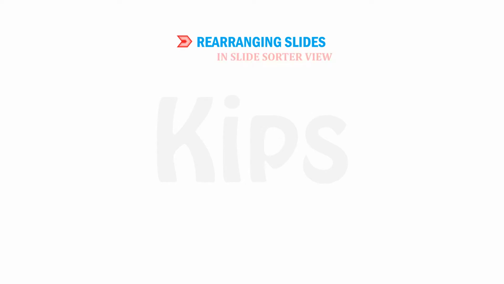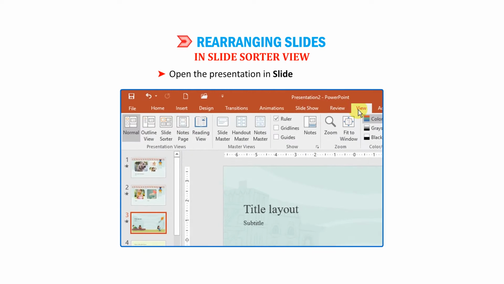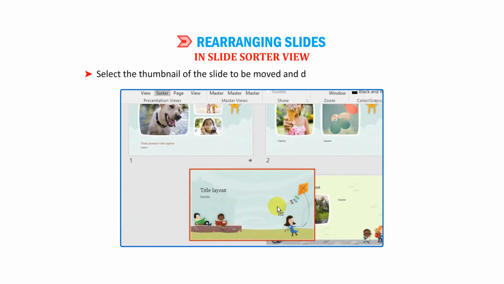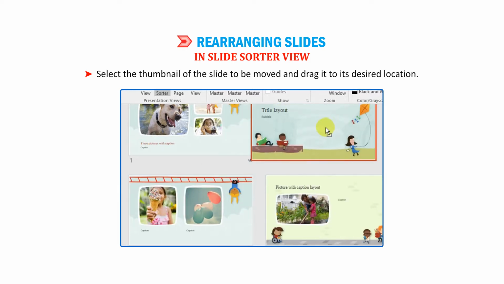Now let me tell you about Slide Sorter view. Open the presentation in Slide Sorter view. Select the thumbnail of the slide to be moved and drag it to its desired location.